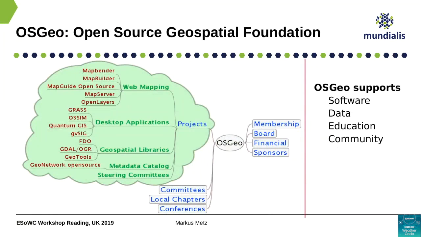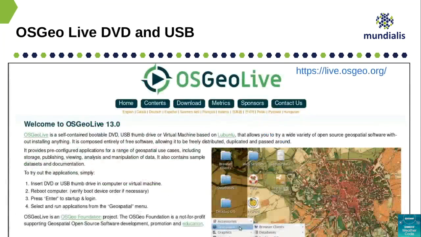GRASS GIS was also a founding member of the Open Source Geospatial Foundation, just to show you a little sketch of the organization. It's not only about software, it's also about data, education, and of course the community of all people involved somehow in open source GIS software. You can also try it out live if you want to check out new features, if they are suitable for your company or your purpose, research, whatever.